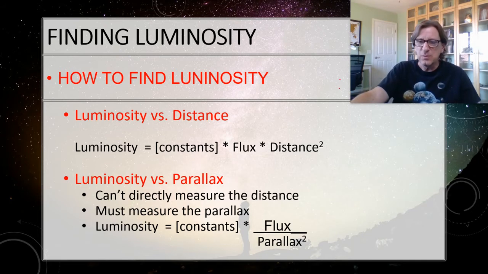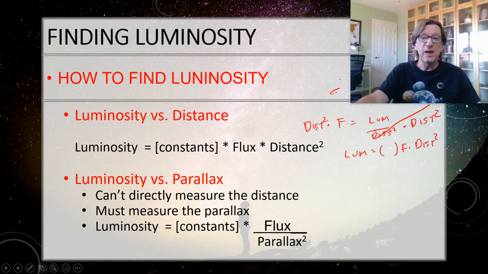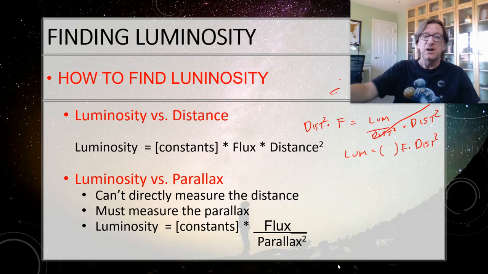So we started with our original. Our flux was equal to the luminosity divided by the distance squared. I'm going to multiply both sides by the distance squared. So that cancels here. And so the luminosity then is going to be equal to, and I've got some constants in here that I haven't worked out yet, the flux times the distance squared. If you can do that, that's all the algebra you're going to need for the whole course. That's basically it.